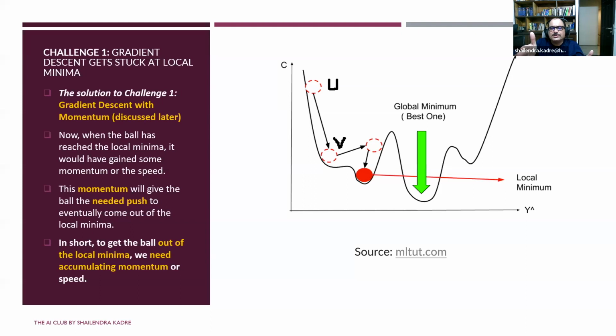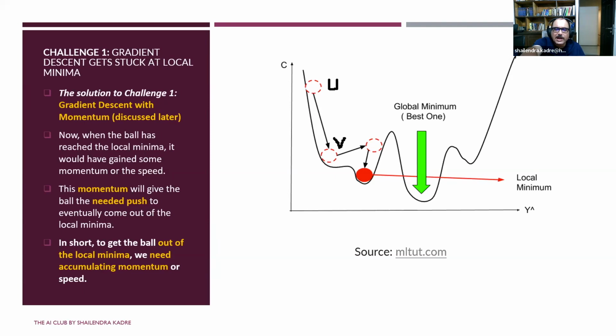That's why we never use gradient descent generally as it is. We generally use gradient descent with momentum. Visualize momentum as if it is a physical momentum. It works like that only. The value of momentum varies between 0 and 1. 0 means no momentum, 1 means maximum momentum. And if you keep the momentum very large, then it will jump over the minima. It can even jump over the global minimum also.